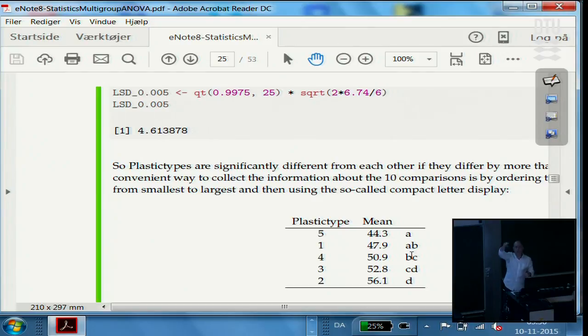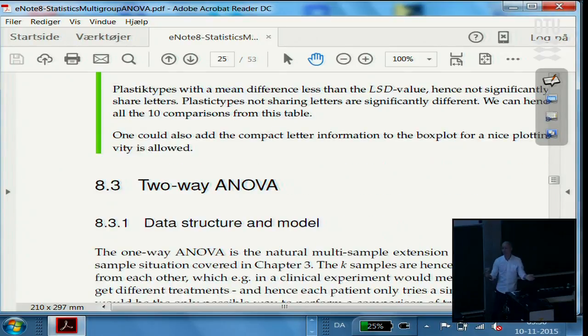Sometimes people code by vertical bars also. So we can read off all the comparisons here. That's basically it. Then you've told the story, and your boss will be happy, and hopefully Bang & Olufsen will live forever.